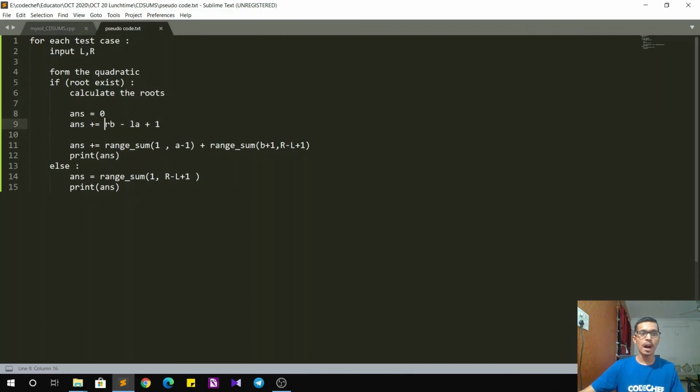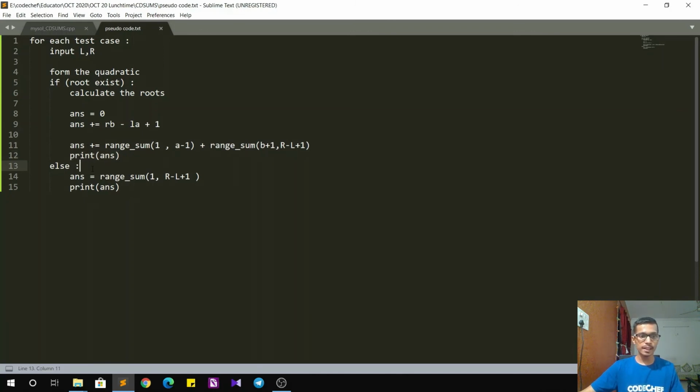Further, we add R beta minus L alpha plus 1 to our answer, where R beta is the ending point of the range containing beta elements and L alpha is the starting point of the range containing alpha elements. After that, as we have already defined a function known as range sum, which calculates the sum in the ranges where x ranges from L to R, we call that function range sum from 1 to alpha minus 1 and beta plus 1 to the last element. So once we have added this in our answer, we print our answer.